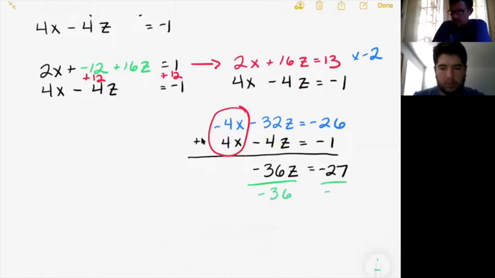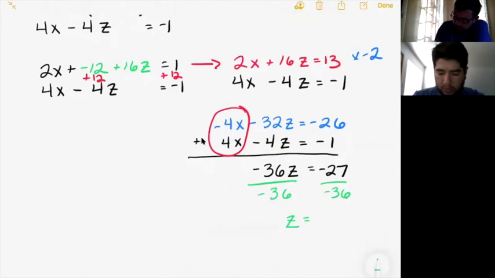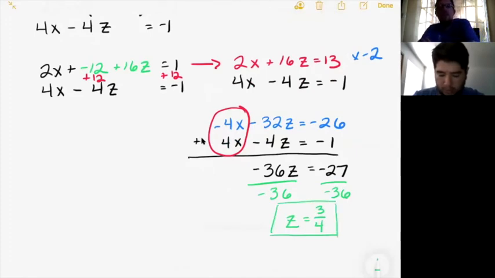Excellent idea. And we end up with z equals a negative divided by a negative is a positive. And both 27 and 36 are divisible by 9. So this will reduce from a negative 27 over negative 36 to a positive 3/4. If you're not so good at reducing fractions, if you put this into your calculator, negative 27 divided by negative 36, it'll give you the positive 3/4. It'll reduce it for you if you put it in the calculator.